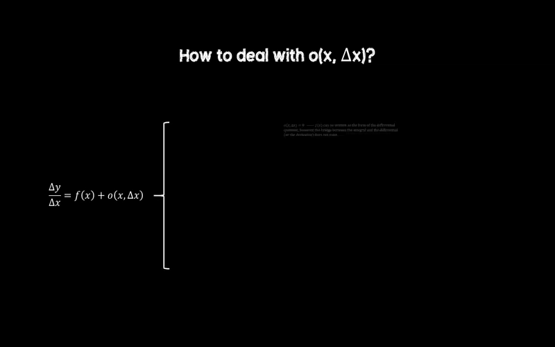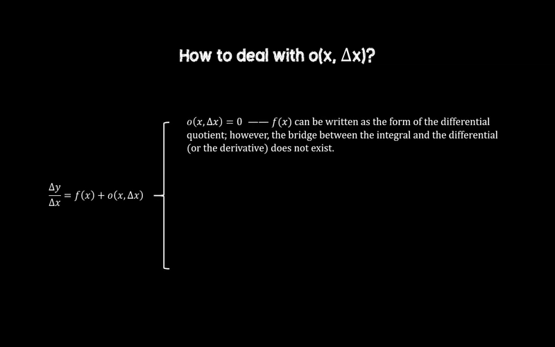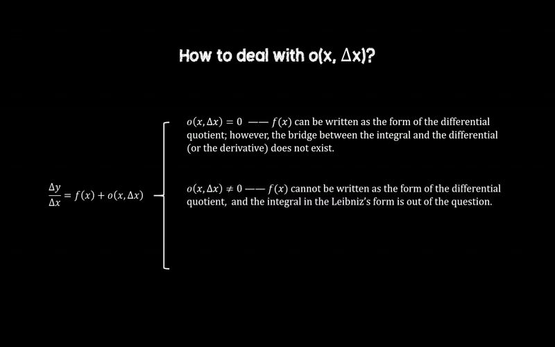If we leave out the Δx, f(x) can be written in the form of the differential quotient. However, the bridge between the integral and the differential, or the derivative, does not exist. If we keep Δx, f(x) cannot be written in the form of the differential quotient, and the integral in the Leibniz form is out of the question.